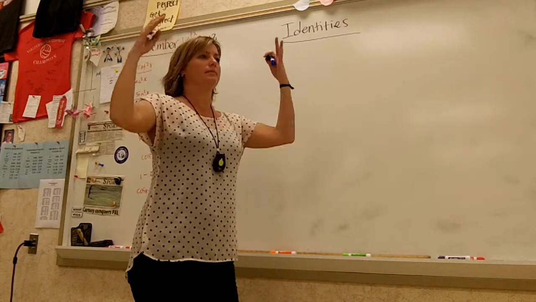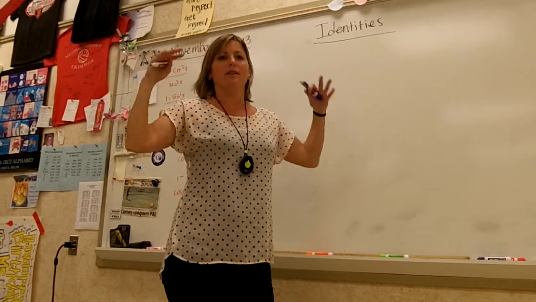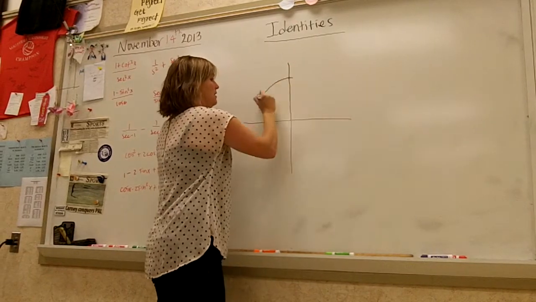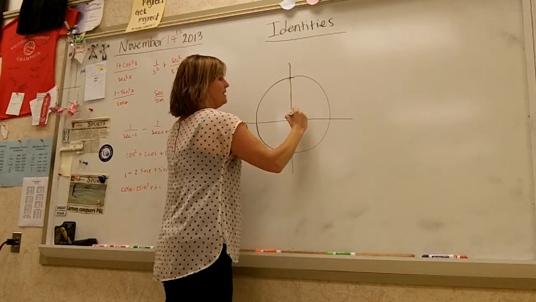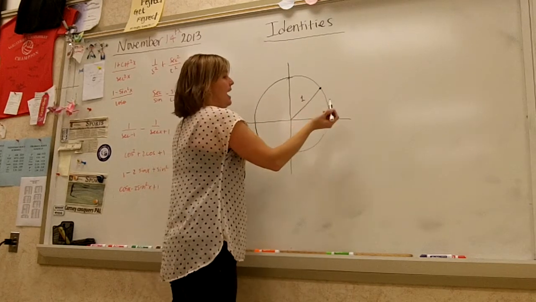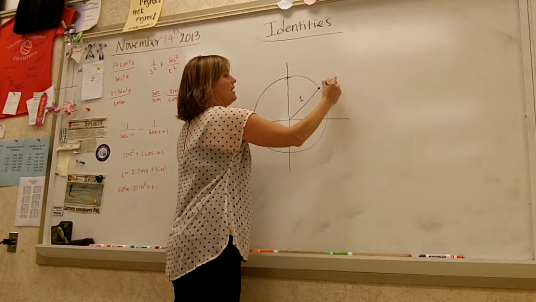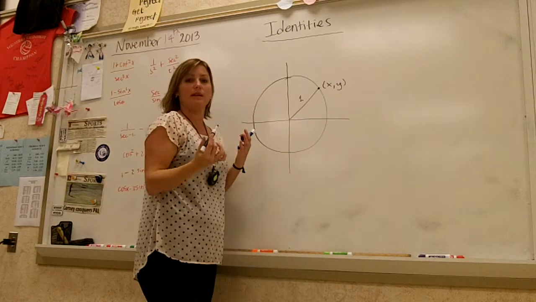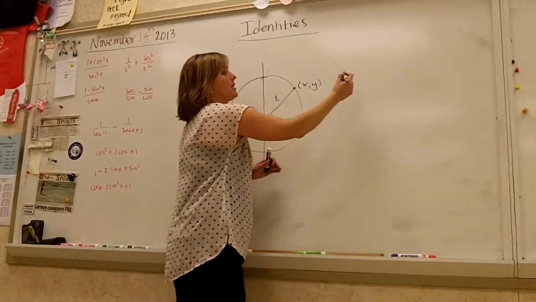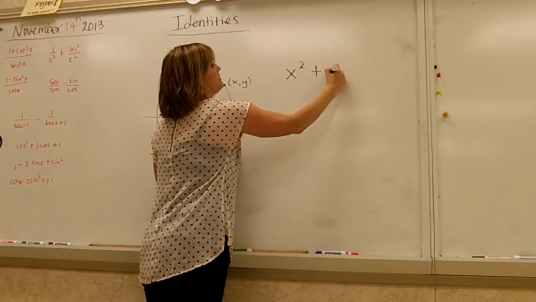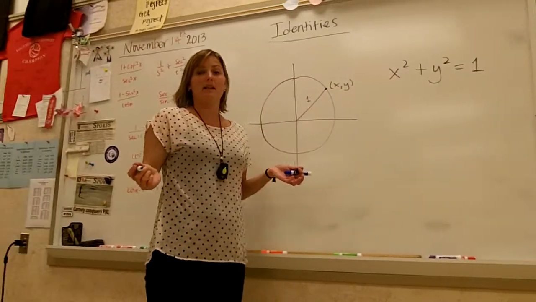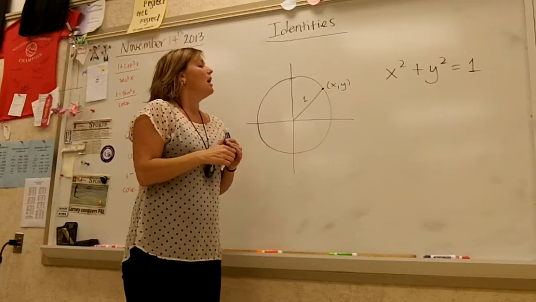Go back in time to the days of your unit circle. And what do we know about your unit circle? Well, it's a circle with a radius of 1, right? And any point on this graph can be called some point x, y. And because I know this is the equation of a circle, I can say that's just equal to x squared plus y squared is equal to 1. Basic, you learned that a long time ago.